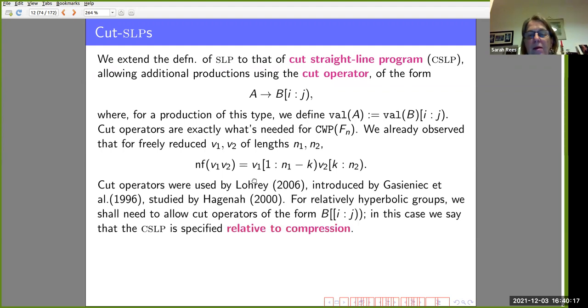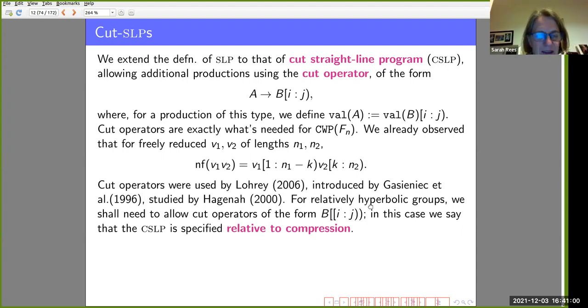Okay, but we're going to have cut operators to deal with things for our relatively hyperbolic groups. But we're going to need to specify subwords of W that relate to its associated derived word. And so we'll sometimes need to specify those words using this double bracket notation that I mentioned earlier. So we'll want to allow our cut operators to have that form as well, so that the subword they specify is specified by that other pair of numbers rather than the original. I really should put K and L in here.